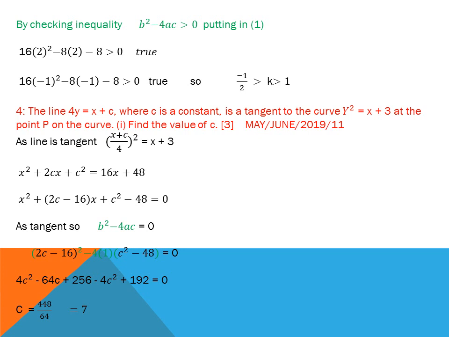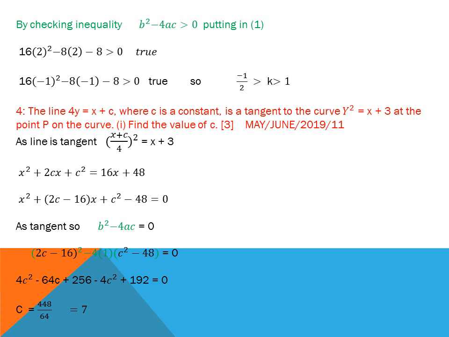This question is repeated many times in the past papers in zone 1, zone 2, zone 3, different times. It means discriminant should be equal to 0. Tangent to the curve, this question is repeating more and more.